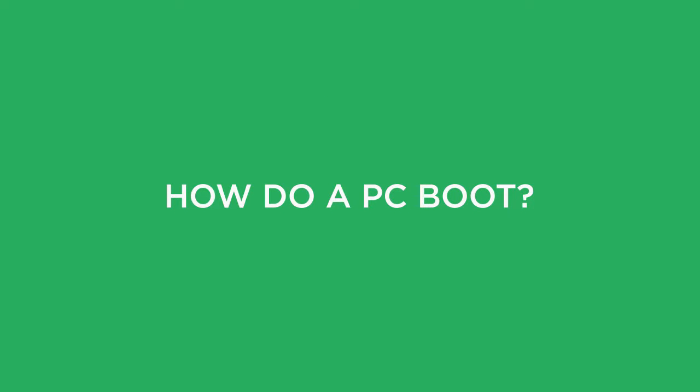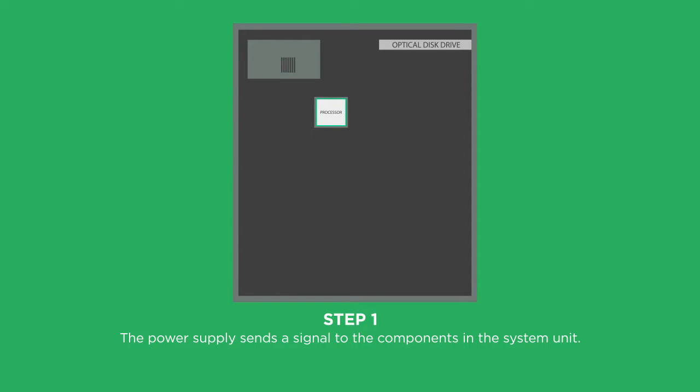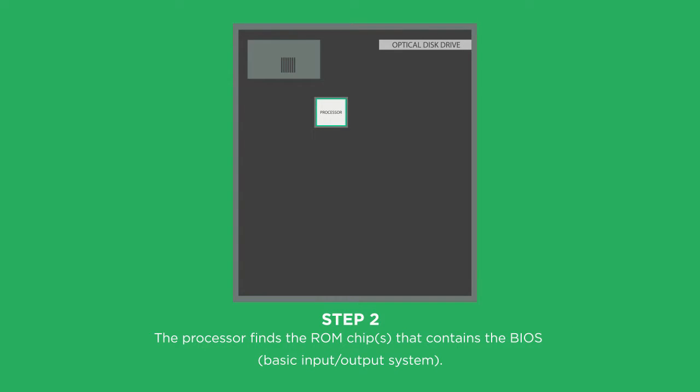But how does a PC boot? Here's a step-by-step process on how a computer boots. Step 1. The power supply sends a signal to the components in the system unit. Step 2. The processor finds the ROM chips that contain the BIOS, or the basic input-output system.